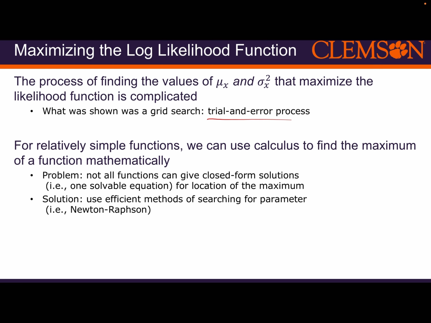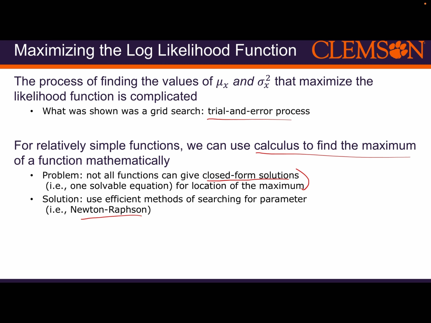In many cases, what we would like to do is use calculus to find the maximum of the function itself. But the problem is, in a lot of complicated models, not all functions have what are called closed form solutions, solutions that you can write down with an equation. We have to use an iterative, computational process to figure out where the maximum is. That process is guided by a really efficient way of searching for a parameter. One of those goes by the name of Newton-Raphson.